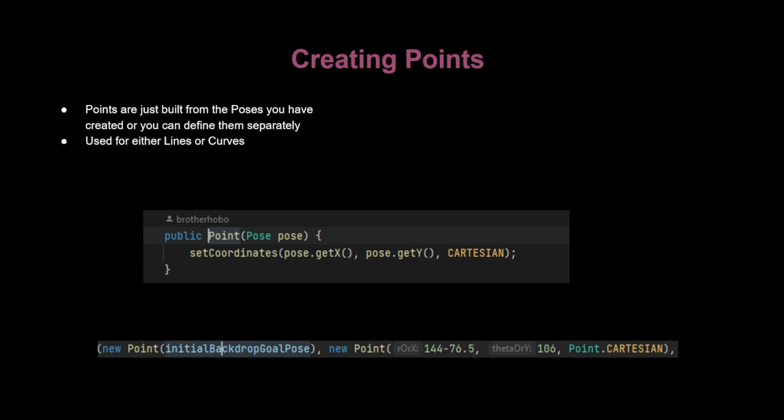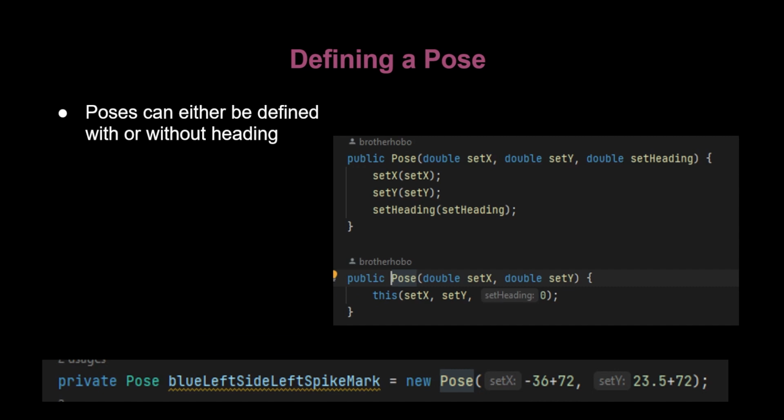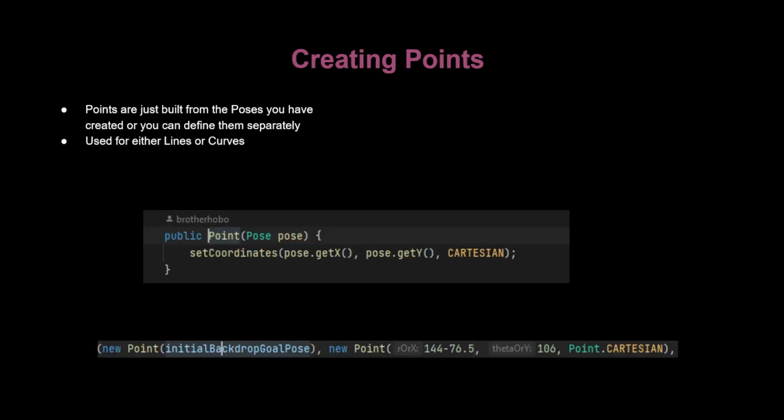You can either initialize them from a pose that you call from a variable that you defined earlier, like our blue left side spike mark, or we can create our own as represented by the comma here, where we have 1 point and our second point. We can use these for lines and curves, and make sure that you define your point as Cartesian.